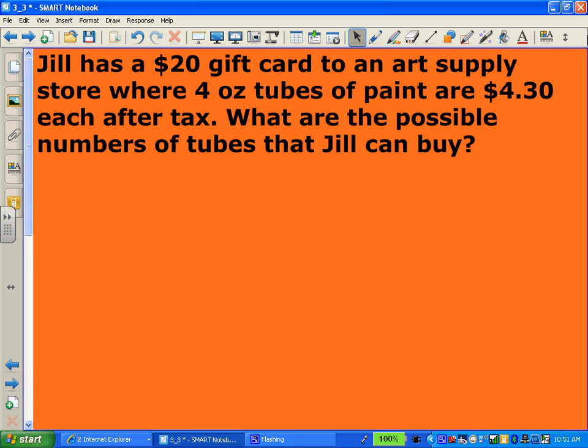And of course, this section also has story problems. So here we have Jill. She has a $20 gift card to an art supply store where 4-ounce tubes of paint are $4.30 after tax. What are the possible numbers of tubes that Jill can buy? So X is going to represent number of tubes, right? So let's define that.